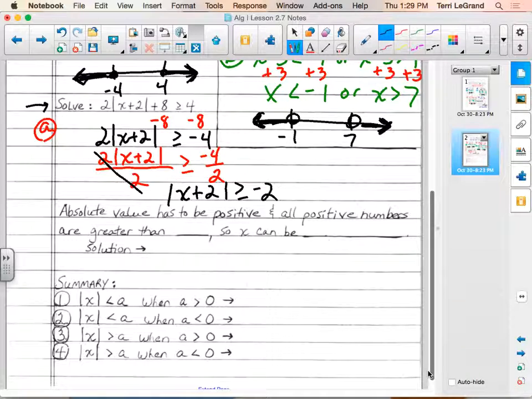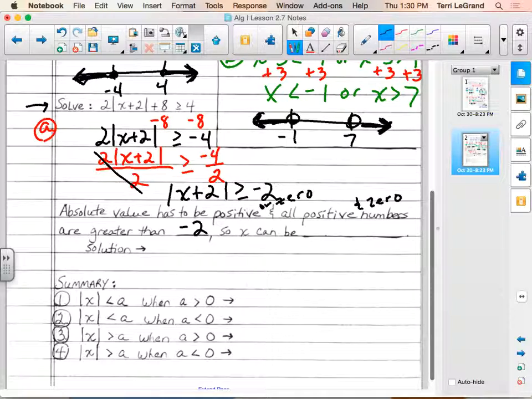And since this includes all the positive numbers, and let's put 0, it has to be positive or 0, let's put it here. We always want to include 0, I don't know why I didn't. Absolute value has to be positive or 0. And all the positive numbers and 0 itself are greater than negative 2, aren't they? Every single one of them is greater than negative 2.